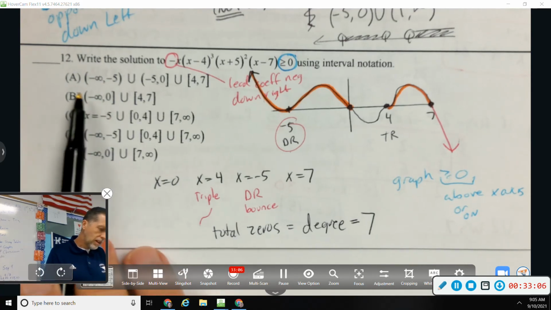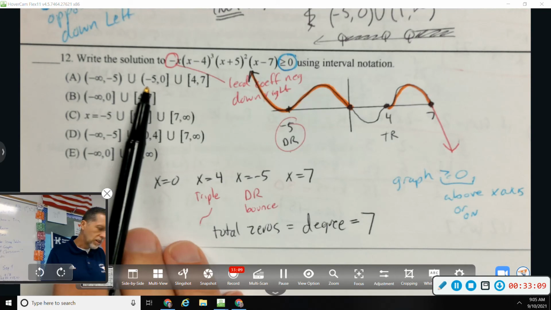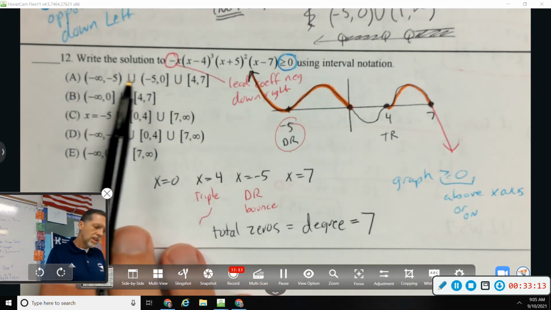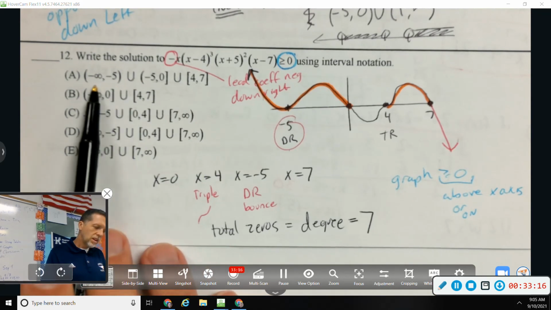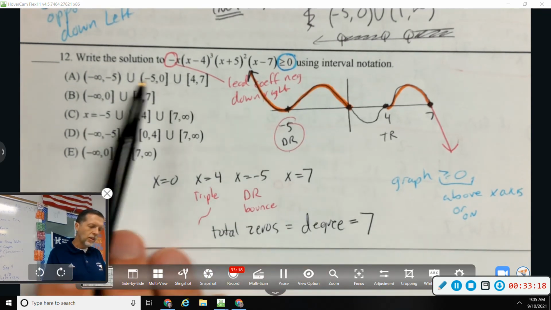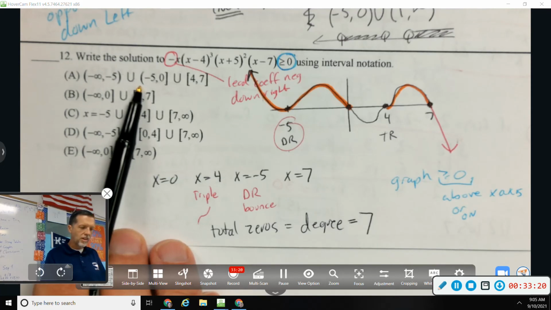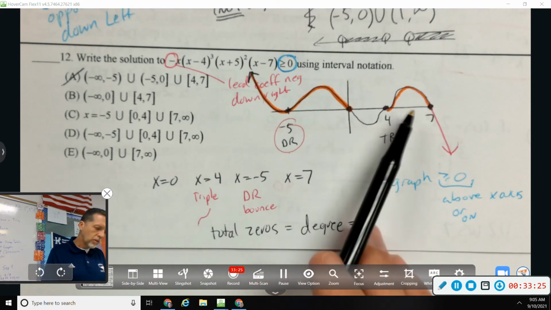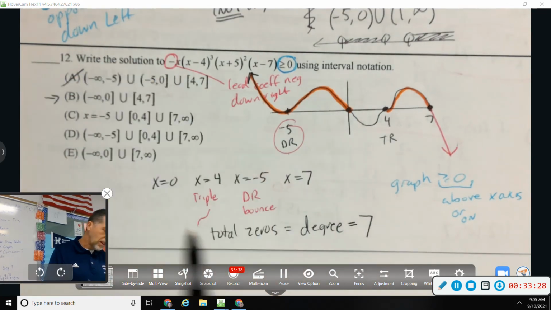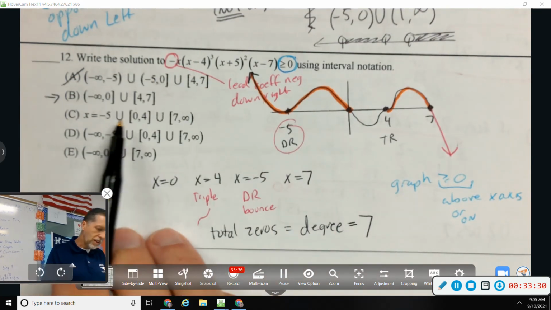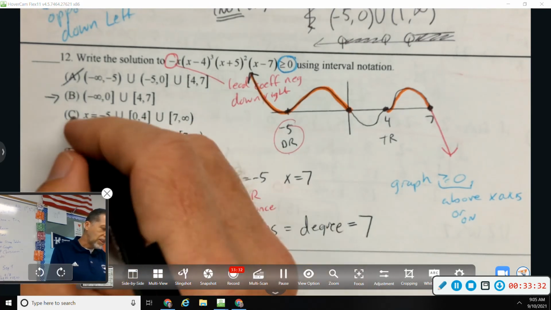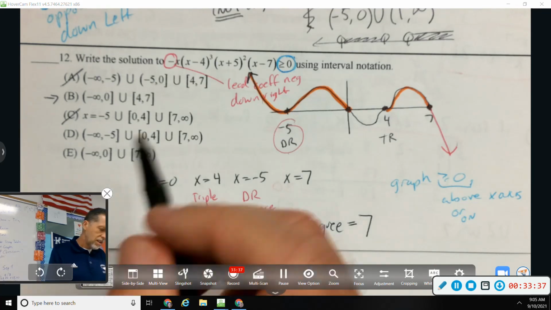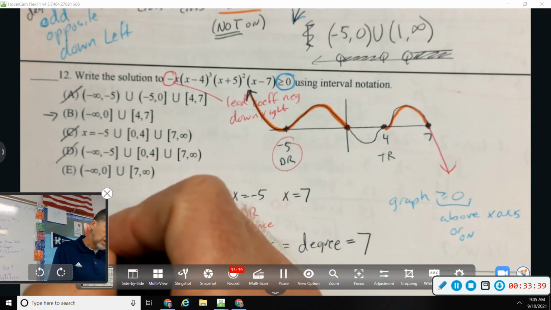Boy, A looks close. What's wrong with A? Yeah, I can go all the way from negative infinity to 0. I don't need to be excluding negative 5. So would it be B? Negative infinity to 0, 4 to 7. B looks good. C is completely wrong, that's the opposite answer. And I don't know what's going on with D or E. So yeah, the answer is B.